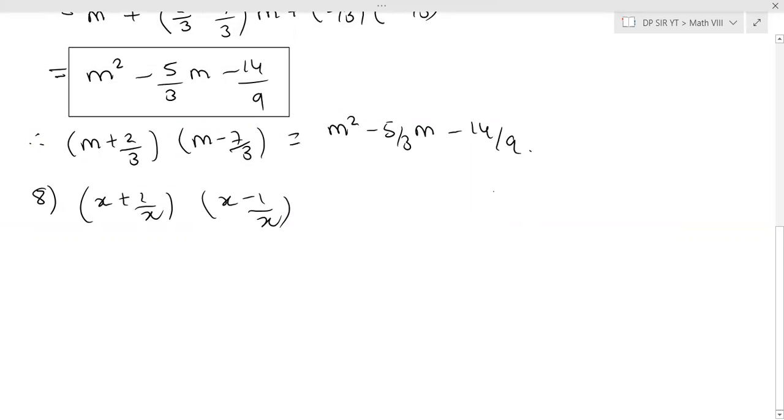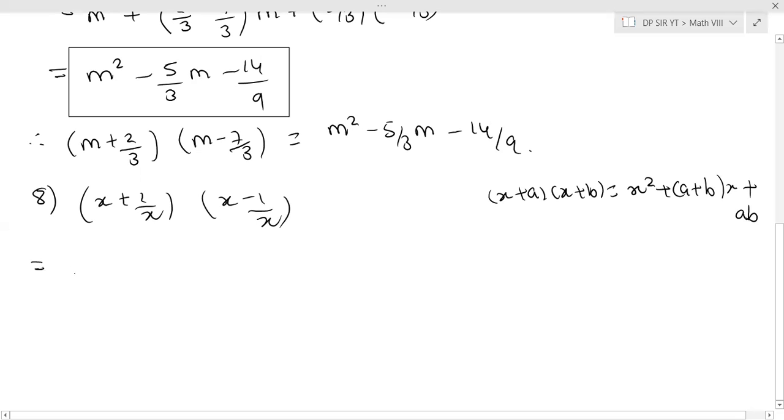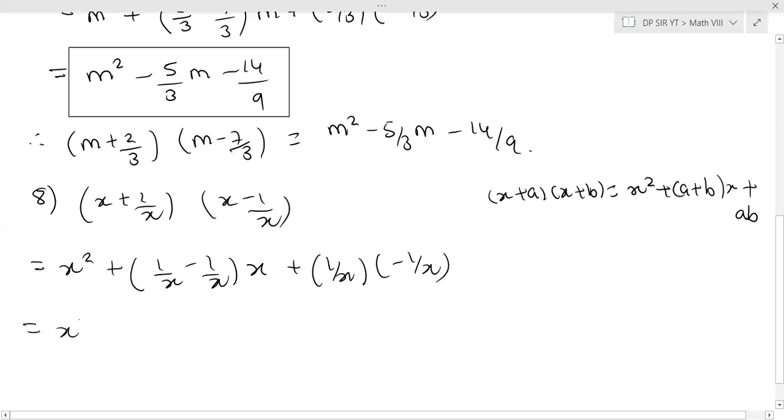It's mandatory. So here it's going to be (x plus a)(x plus b) is equal to x square plus (a plus b)x plus ab. So now here you can just do that way. So मुझे मिल जाएगा x square plus (a plus b). तो 1 upon x minus 1 upon x. So it's (x plus 1 upon x)(x minus 1 upon x). Don't forget this minus sign. So इधर तो आ जाएगा x square plus 0x minus 1 upon x into minus 1 upon x. So it's going to be minus 1 upon x square.